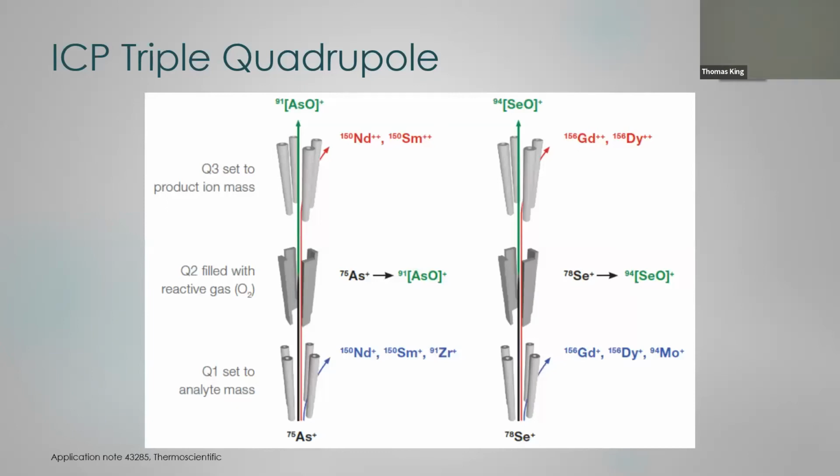And here's an illustration of what I was just talking about. It's a triple quad. I mean, there are three quadrupoles. One separates the 75 arsenic from other ions that have different mass to charge ratios. And then it enters the reaction cell and forms a new molecular ion, which has a different mass to charge ratio than, say, the doubly charged samarium, and then enters another quadrupole where the ions are separated according to different mass to charge ratios.